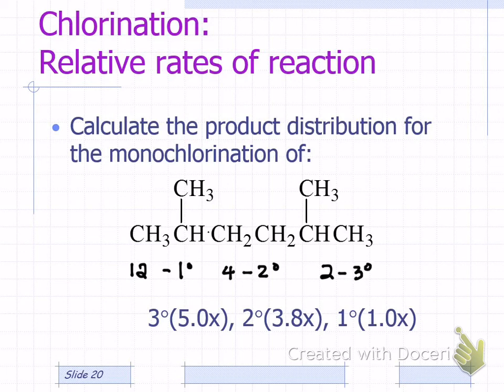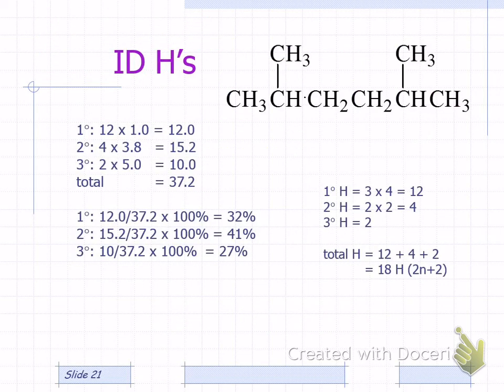Now the relative rates of each one of these: primaries are 1, secondaries are 3.8 times, and tertiaries are 5 times. So in order to calculate the total probability, if you want to call it that, you just take 12 times 1, 4 times 3.8, and 2 times 5. And you add all that up. That's actually what's shown in this step here.